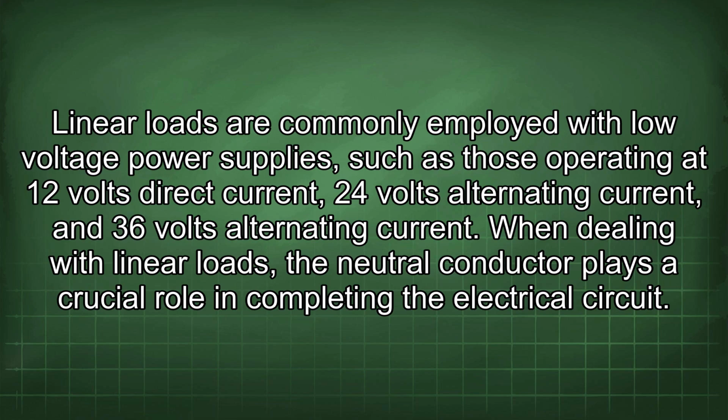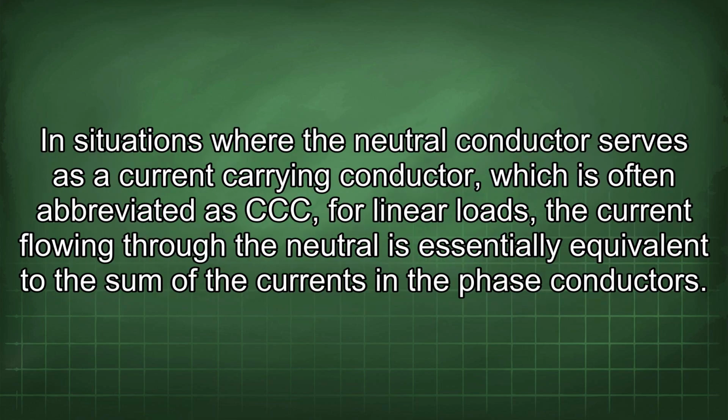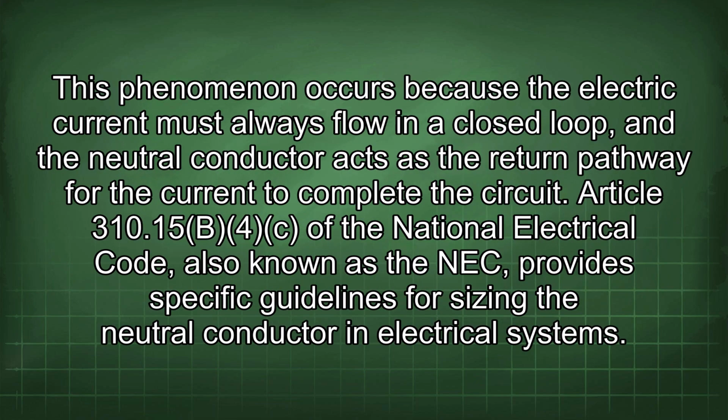When dealing with linear loads, the neutral conductor plays a crucial role in completing the electrical circuit. In situations where the neutral conductor serves as a current-carrying conductor, which is often abbreviated as CCC, for linear loads, the current flowing through the neutral is essentially equivalent to the sum of the currents in the phase conductors. This phenomenon occurs because the electric current must always flow in a closed loop, and the neutral conductor acts as the return pathway for the current to complete the circuit.